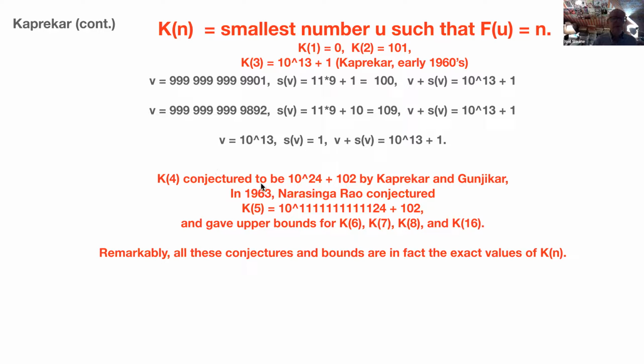And he conjectured that K of 4, the smallest number with 4 generators, is 10 to the 24 plus 102, which turns out to be correct. And in 1963, after that work, Narasimha Rao found what he considered to be the next few terms. He conjectured K of 5 is 10 to this number plus 102, and he gave upper bounds. I think he was too modest to guess that they were correct, but they in fact turned out to be correct for 6, 7, 8, and 16.